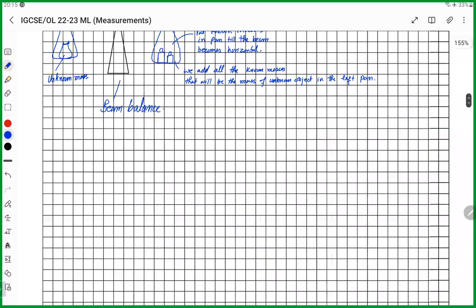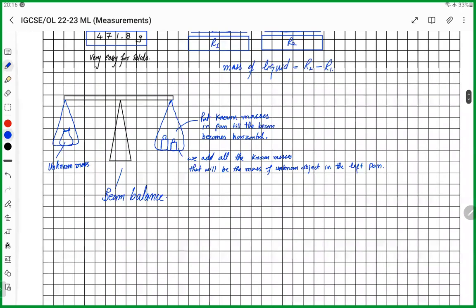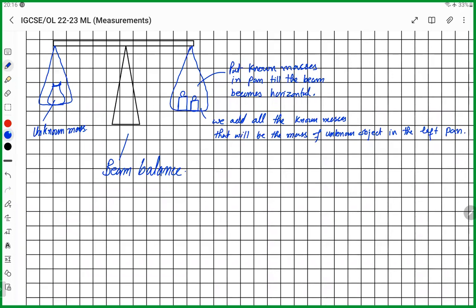Wait, sir, can you go back to the diagram for a second? Yes, there we go. Okay, thank you.